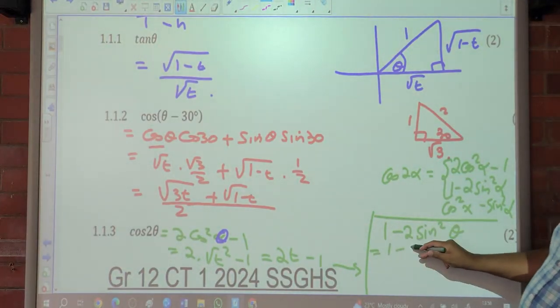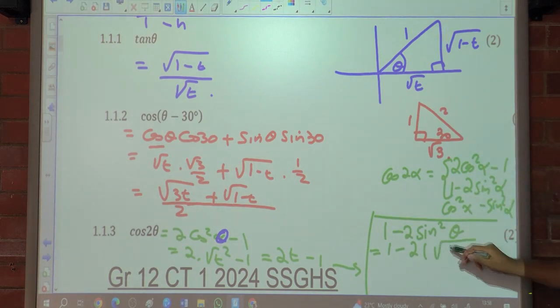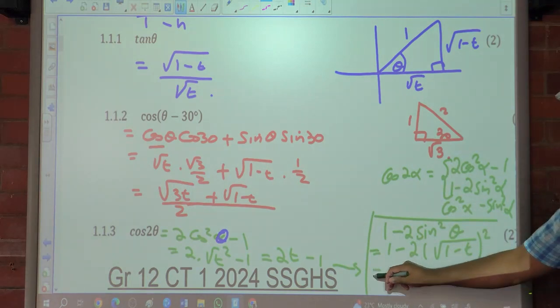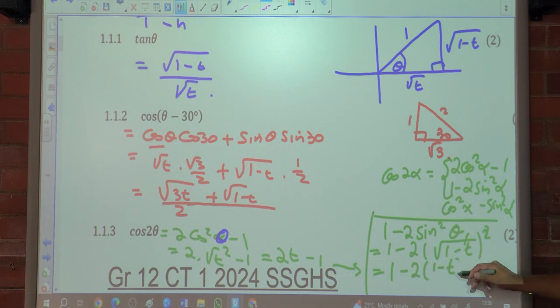So it's going to be 1 minus 2 sine, which is opposite over hypotenuse. So it's the square root of 1 minus t over 1, whole squared. The square root cancels the square, so it's 1 minus 2 into 1 minus t. Get rid of the bracket, so it's 1 minus 2 plus 2t, which gives me 2t minus 1. And if I had chosen this one here, you would have noted it would have been exactly the same. That's why I said you could have used any one of the three at that point.